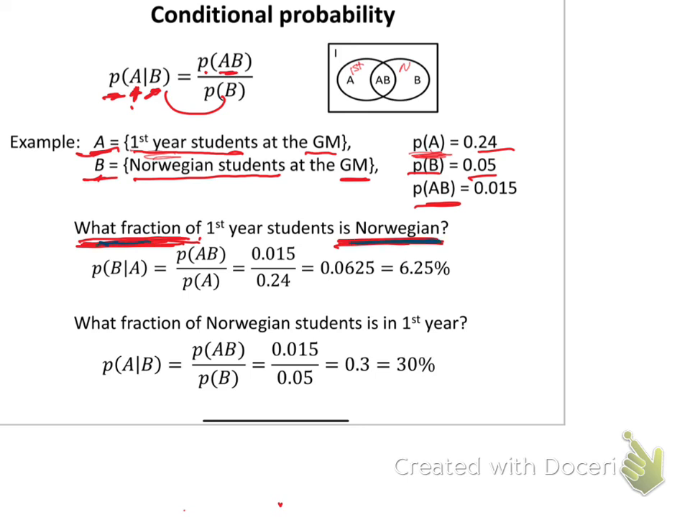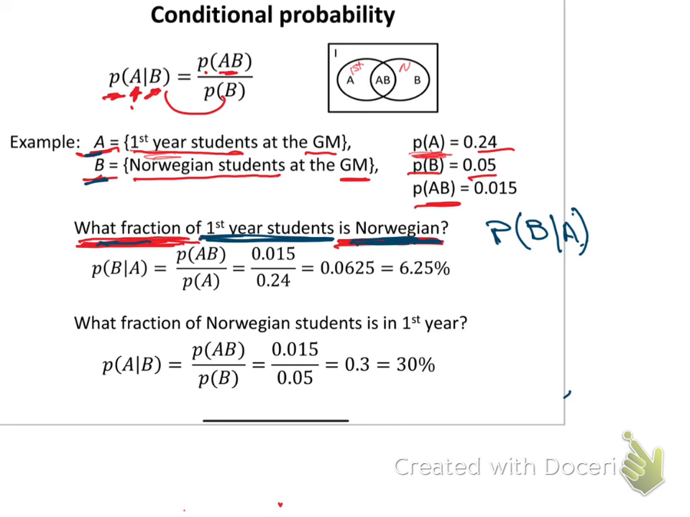So he's looking for whom? For Norwegian. So he wants the probability of whom? Of the Norwegian. The Norwegian is B. So he wants the probability of B, given that they are in the first year. It is given that they are in the first year. First year is set A. So probability of B given A, not A given B.